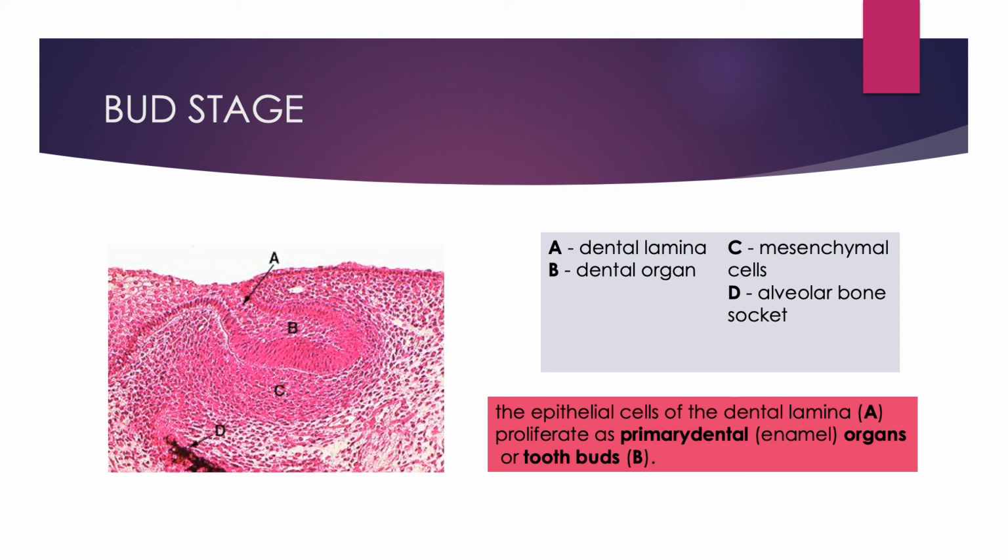There is a condensation of underlying mesenchymal cells at C in the region under the central aspect of the bud. This region of the tooth bud will continue to invaginate, giving the tooth germ a cap-like morphology. Please pay attention to the beginning of the formation of the alveolar bone socket at D.